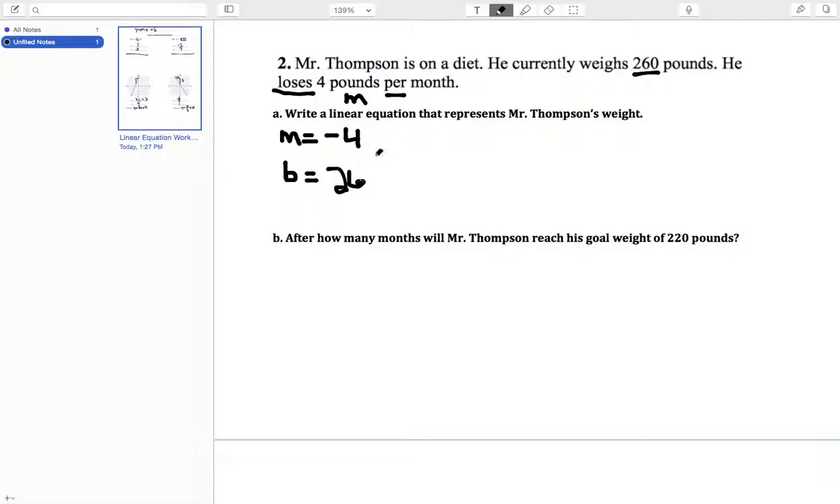So then I need you to write your equation. Remember, it's always y equals mx plus b. So y equals -4, don't forget that negative, x plus 260.